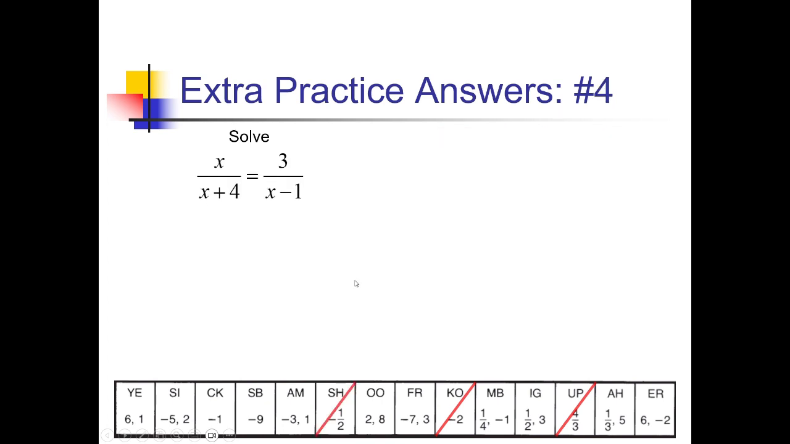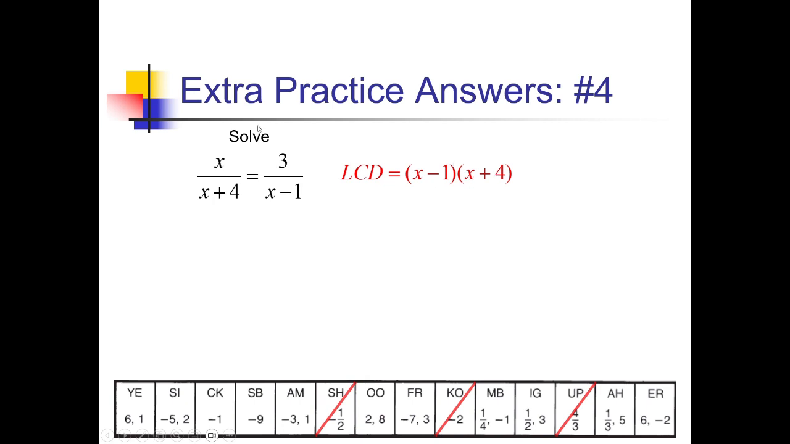Now we're off to number 4. So we got some good news and bad news on this one. Let's start with the good news. Nothing needs to be factored. We can pick out our LCD pretty easily. We're going to have the x minus 1 from one of these denominators and the x plus 4 from the other. And it doesn't really matter what order we write these in.